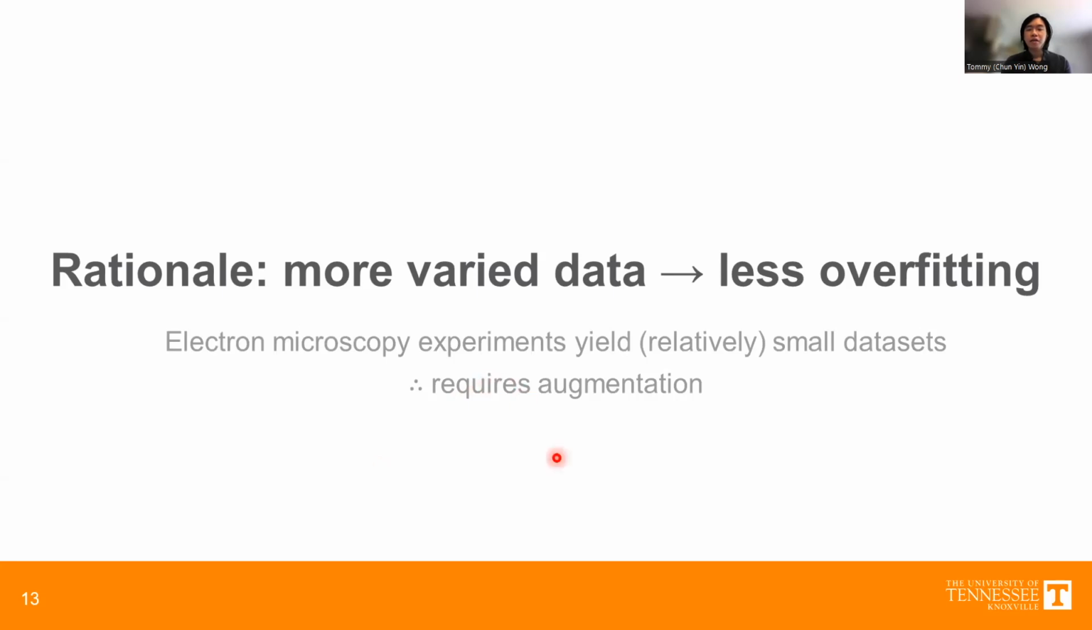And it's especially important for microscopists who try to perform machine learning on their data, because microscopy experiments typically yield smaller data sets. Relatively speaking, it's also pretty tedious to label these data sets compared to, for example, labeling street scenes for autonomous driving.